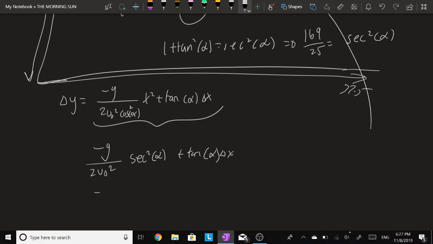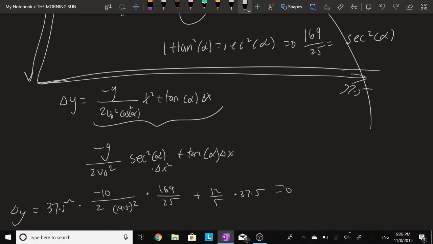So now we literally substitute into the equation. You get minus 10 over 2 v0 squared. Our initial velocity is 19.5. We square that, we multiply by 169 over 25, and we add the tangent of alpha, which is 12 over 5, given in the question, and we multiply that by 37.5. I forgot to multiply by that there, 37.5 squared, and that should be equal to your delta y. Do that on a calculator, and it's equal to 35 meters approximately.